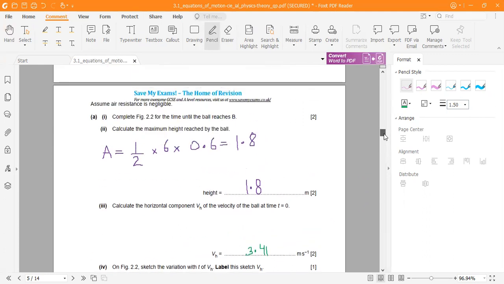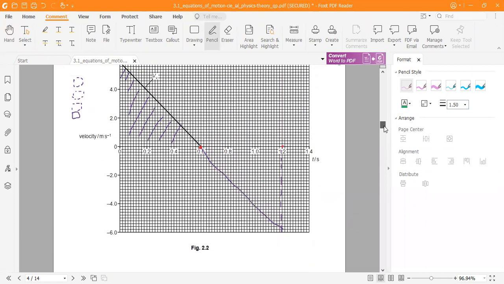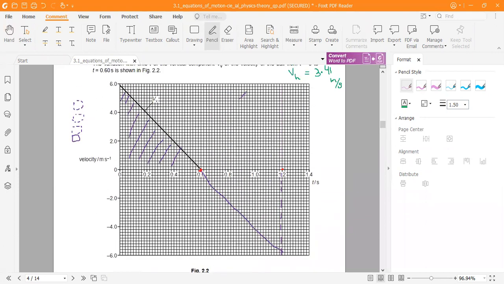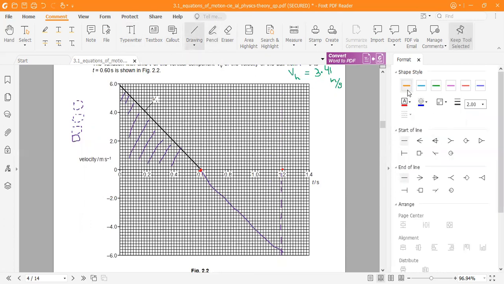Now they've said on figure 2.2, sketch the variation with t of VH. Now you have to sketch VH, the horizontal component of velocity. What will it look like? I have told you already that there is no force acting in the horizontal direction. So horizontal velocity will remain constant over time. So if I draw this, I know that my line will start from 3.4. So 3 is over here, 3.1 and 3. So my line will go on like this.